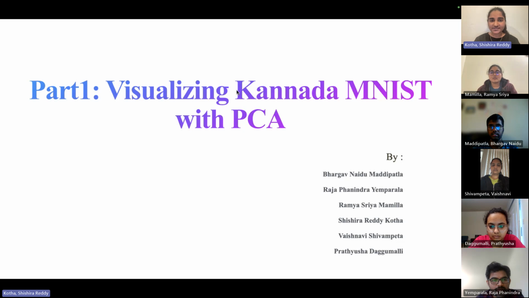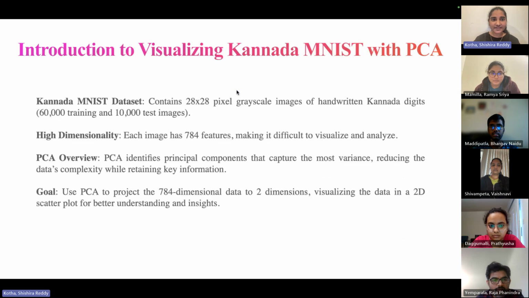These are our teammates. And coming to the introduction, we have the Kannada MNIST dataset. It contains 28 by 28 pixel grayscale images of handwritten Kannada digits. It contains 60,000 training and 10,000 test images. And coming to the high dimensionality, each image has 784 features, making it difficult to visualize and analyze.